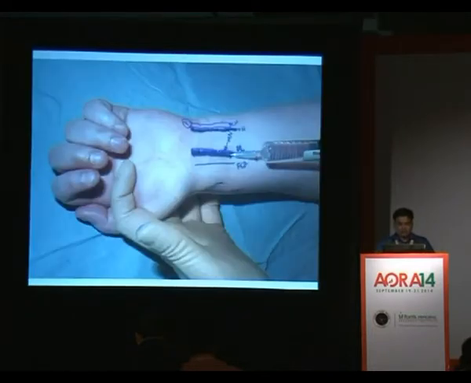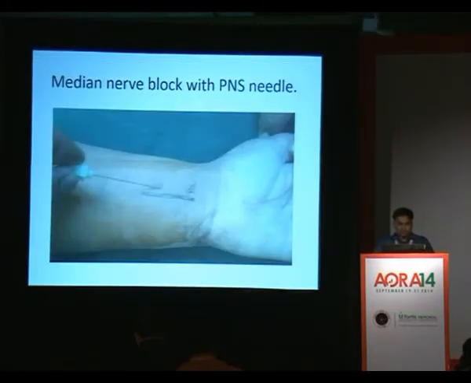And just by the side of palmaris longus, between flexor carpi radialis, if we deposit drug in a fan-shaped manner, 3 to 5 ml, it causes good median nerve block. If we have ultrasound here, we can trace the nerve back and confirm that it's nerve. Median nerve block with PNS, as you could see.